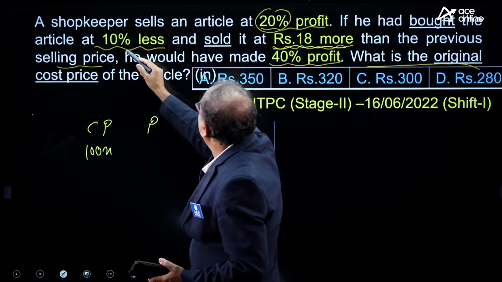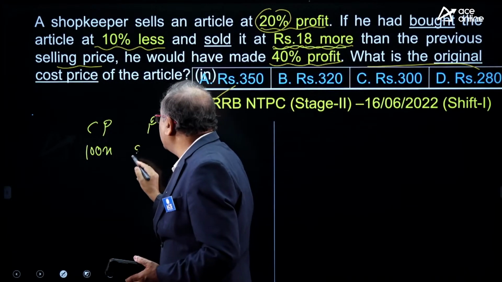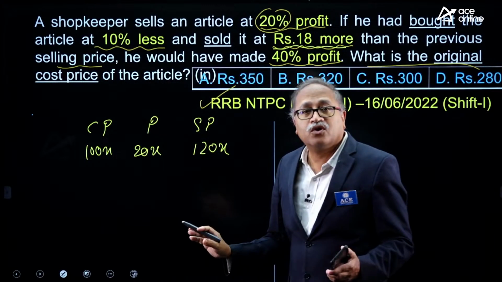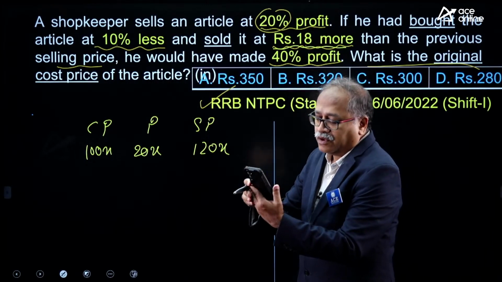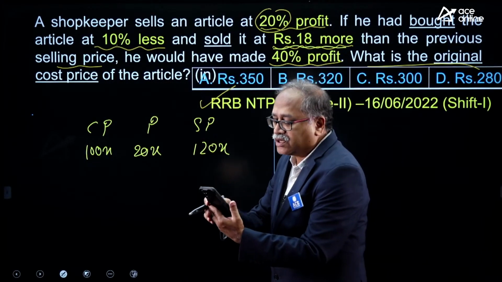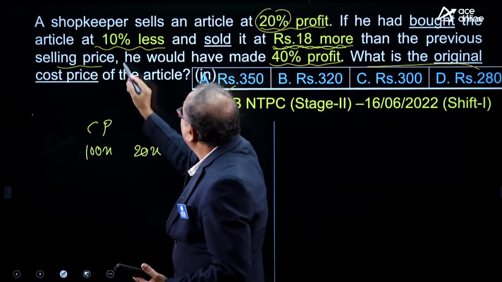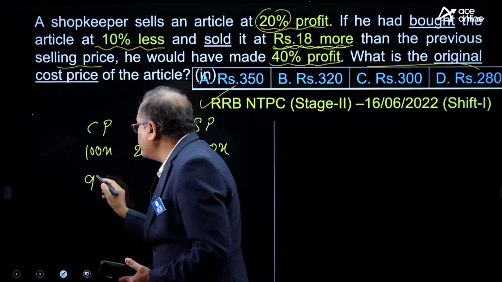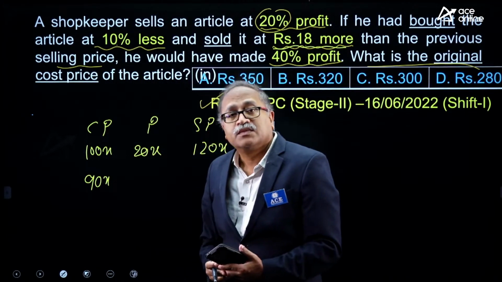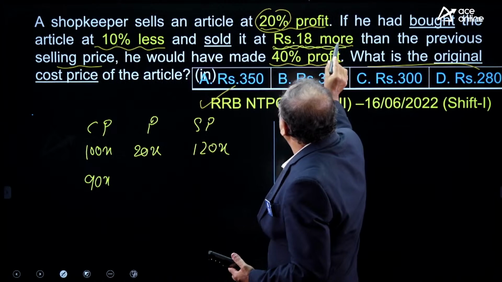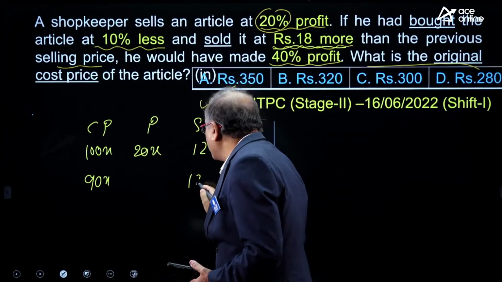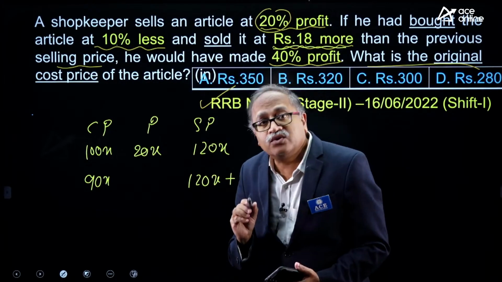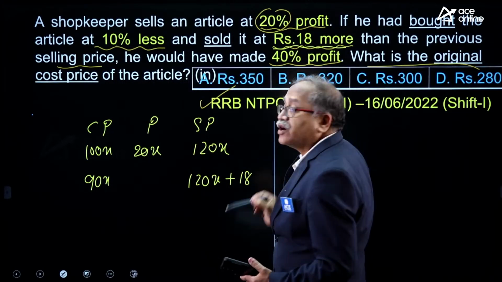So here, how much is the profit? 20% profit means 20x, and here it is 120x. Mr. Deepak, answer the question, my dear friend. Okay. Here, if the cost price is 10% less, it becomes 90x. And the selling price is 18 more, so 120x plus 18. There would have been a profit of 40%.